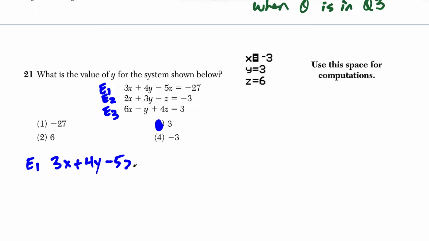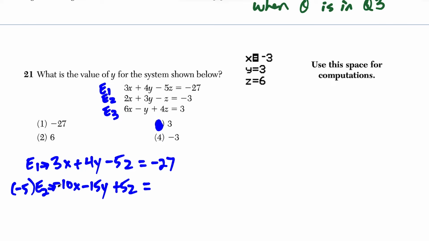So I'm going to start off with equation 1, where we have 3x plus 4y minus 5z equals -27. And then equation 2, I'm going to multiply by -5. So I'm going to say -5 times equation 2. For the modified equation 2, we're going to have -10x, because I'm doing 2x times -5. 3y times -5 is -15y. And then -5 times -z is plus 5z. And this is equal to -5 times -3, which is 15.